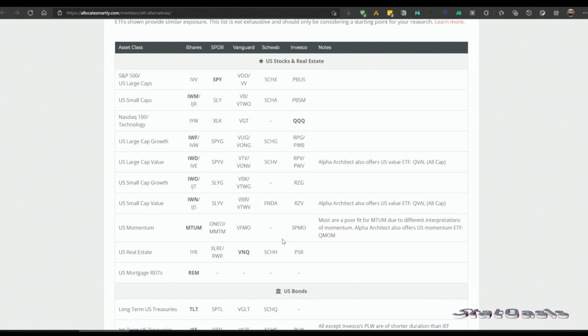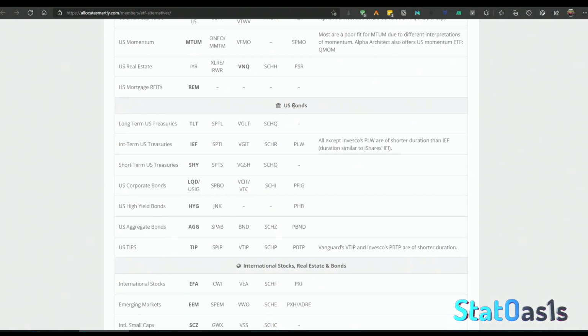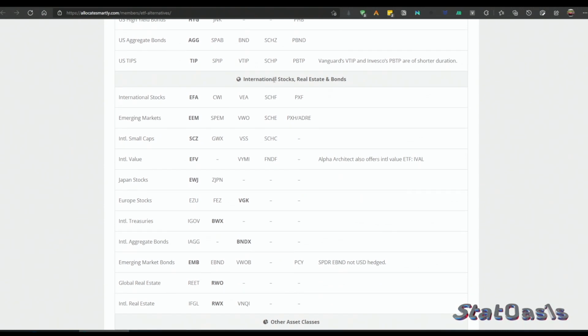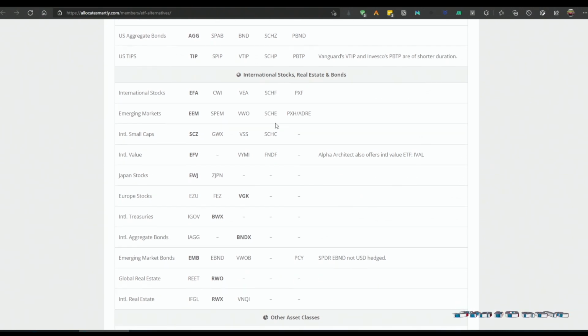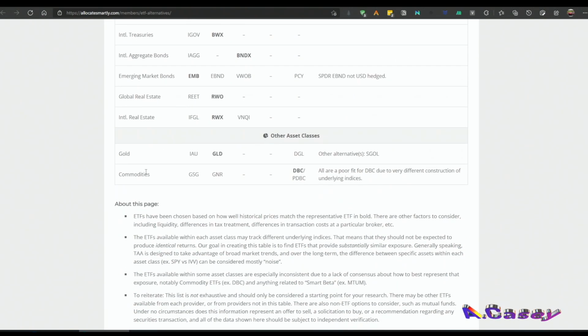Now, this is not a complete alternative list, but it's a good start. So for example, if you don't want to trade the SPY, you can trade the IVV, VOO, VV, SCHX, and so on and so forth. So for each asset class, they have alternatives. These are the asset classes: stocks and real estate, bonds, US bonds, international stocks and real estates and bonds, and then gold and commodities.